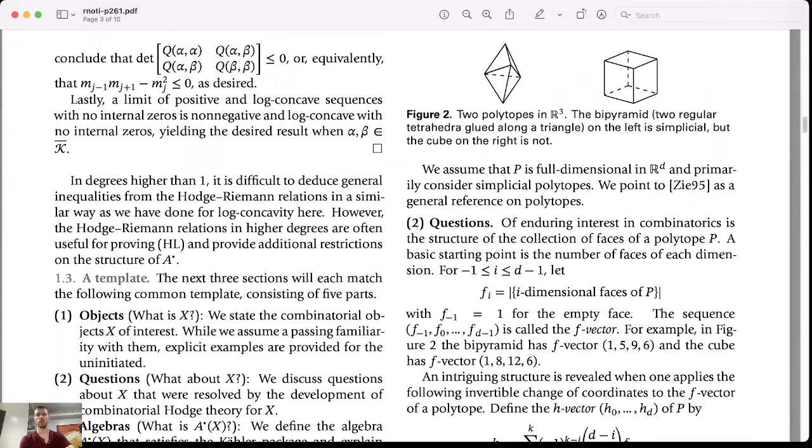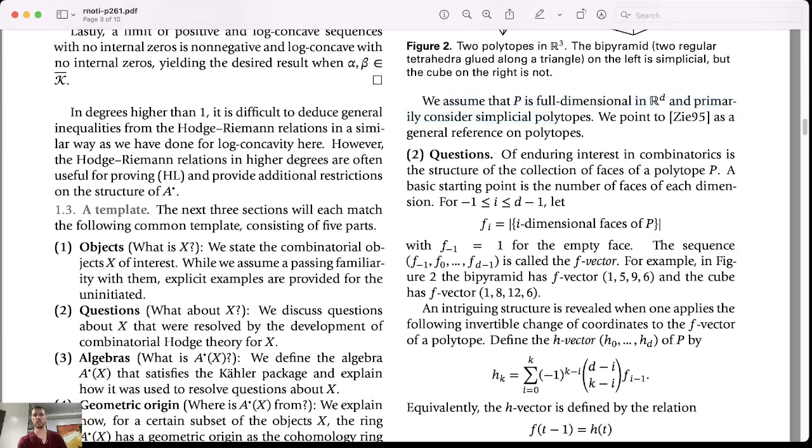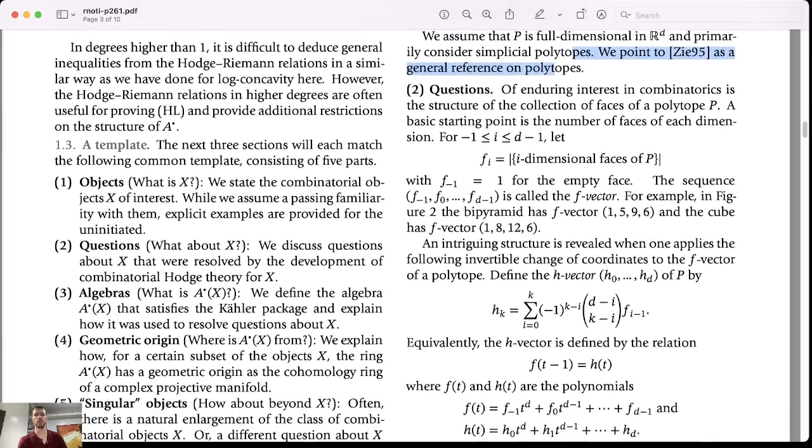Figure 2, two polytopes in real 3 space. The bipyramid, two regular tetrahedra glued along a triangle, on the left is simplicial, but the cube on the right is not. We assume that P is full-dimensional in real D space and primarily consider simplicial polytopes. We point to a 1995 paper as a general reference on polytopes.